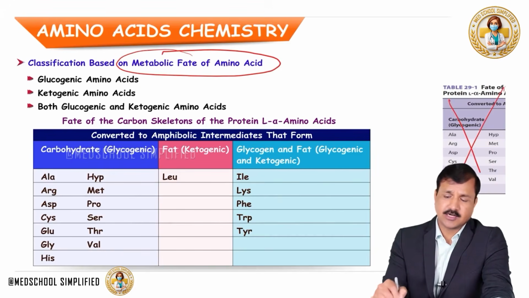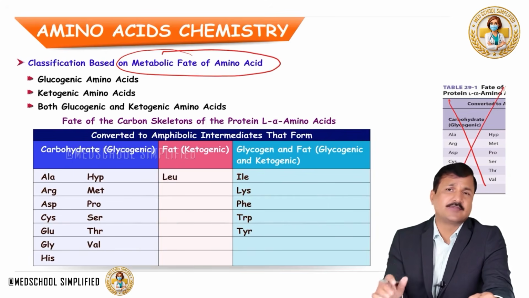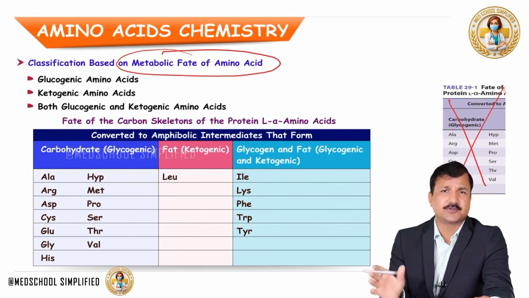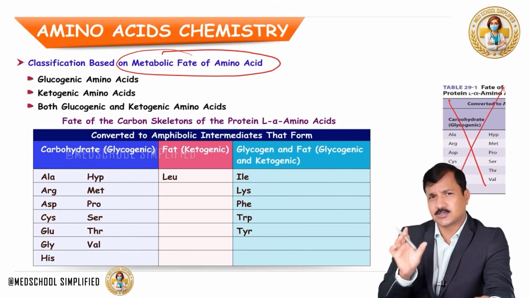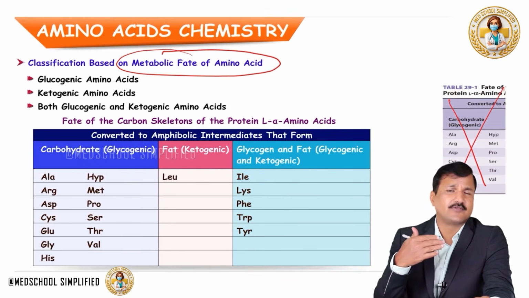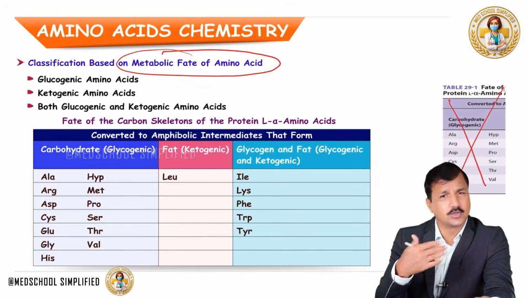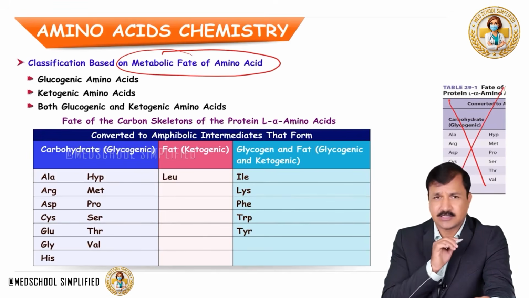Whenever amino acids are undergoing metabolism, especially catabolism, what is the fate of the carbon skeleton of the amino acid? Because an amino acid has a carbon skeleton and an amino group. So when you take out the amino group and look at the carbon skeleton, what happens to it in our metabolism? Basically, they will either form glucose or ketone bodies. Some of them will form both glucose and ketone bodies. That is the metabolic fate of amino acids.